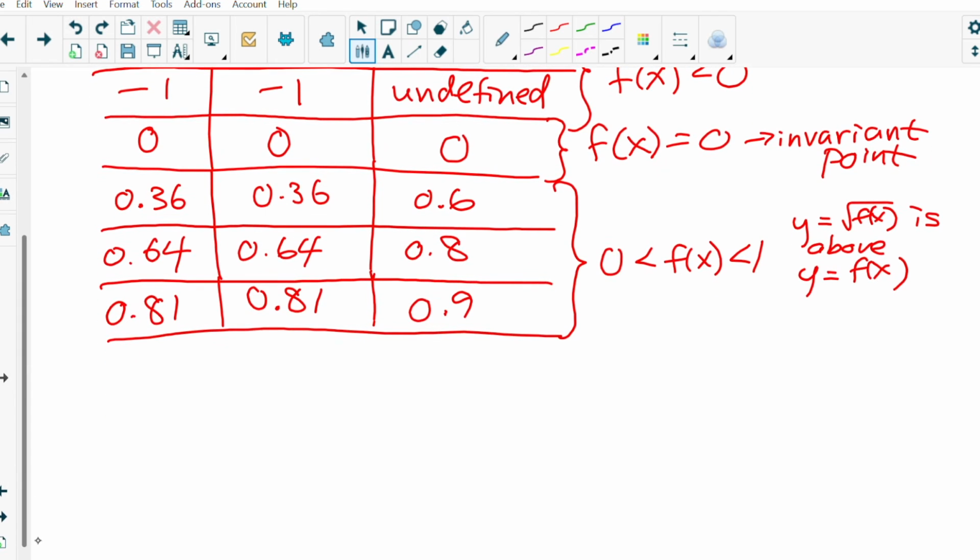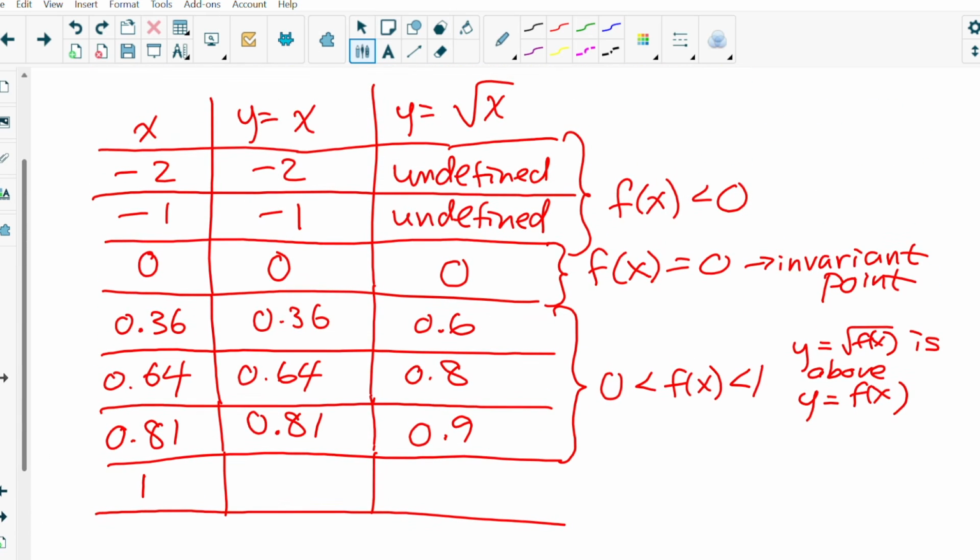Okay, next set here. F of x equals 1. So when x equals 1, y equals 1. Well, y equals square root of 1, that's just 1, so y also equals 1 for the square root of the function. This is another special case where f of x equals 1, and this is our other invariant point.